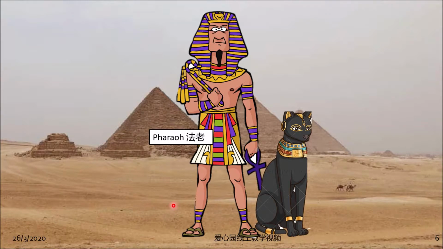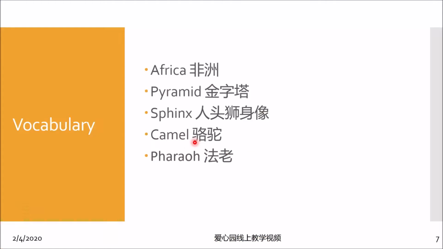And on their way back to the hotel, you see a pharaoh with his cat. A pharaoh is 法老. They are usually the emperors in ancient Egypt. Let's go through the vocabulary. Africa, 非洲, pyramid, 金字塔, sphinx, 人头狮身像, camel, 骆驼, pharaoh, 法老.